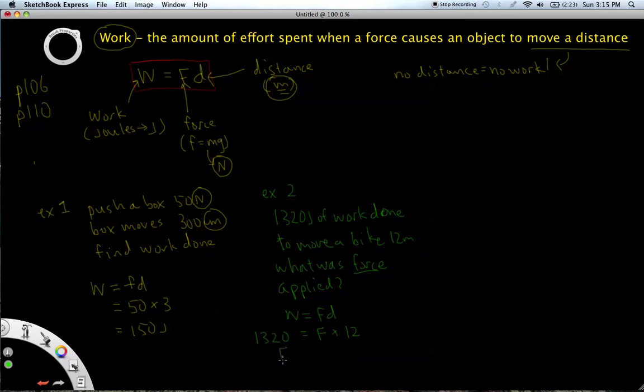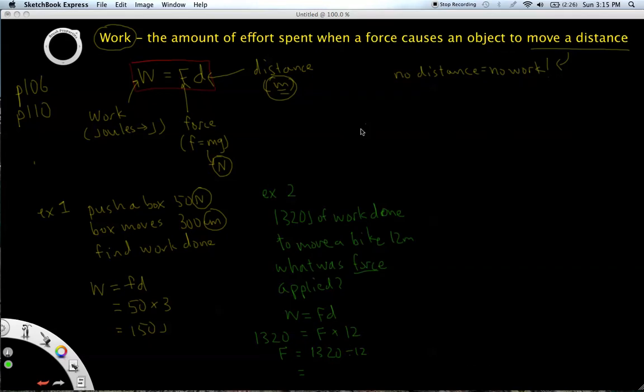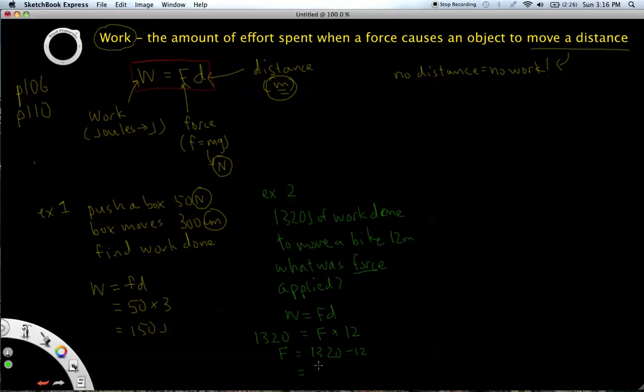So using a little bit of algebra, if I have 1320 divided by 12, what do I end up with? Let me just do that on my calculator. Let me screen that up. Here we go, calculator. I've got 1320 divided by 12 is 110. And what is the units? Since it's force, it's measured in newtons.